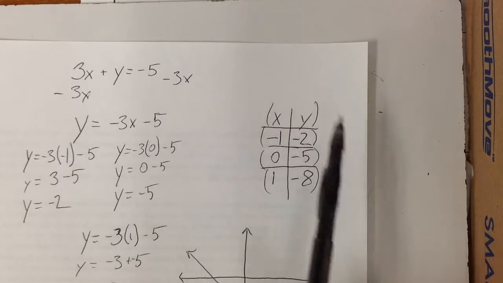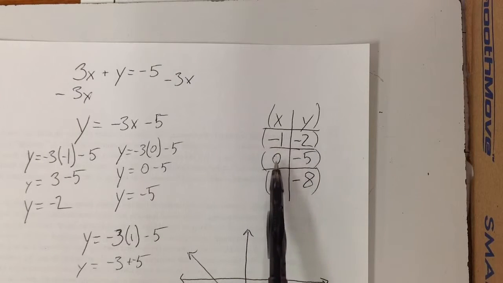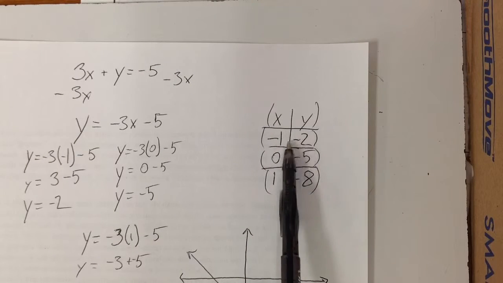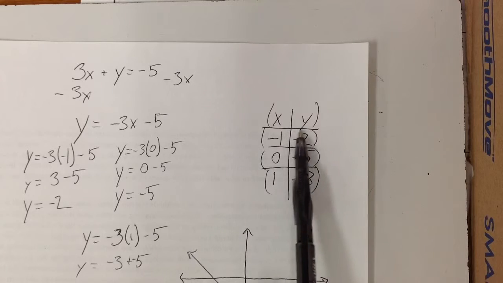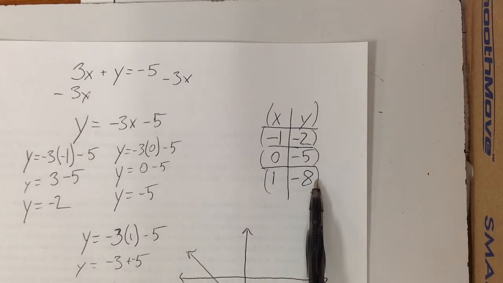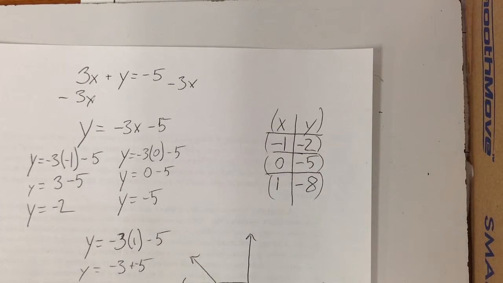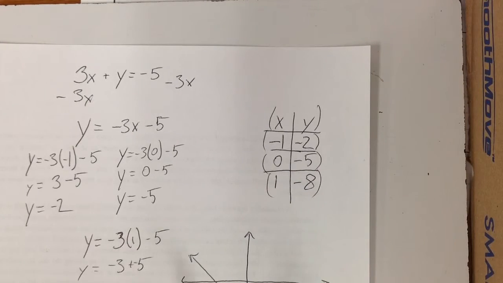Something else while you're checking is take a look. You should notice a pattern here. For each of these, since these are consecutive numbers, take a look. I've got -2, -5, -8. Each time, I'm adding a -3. So that can be another way to check yourself on your work.